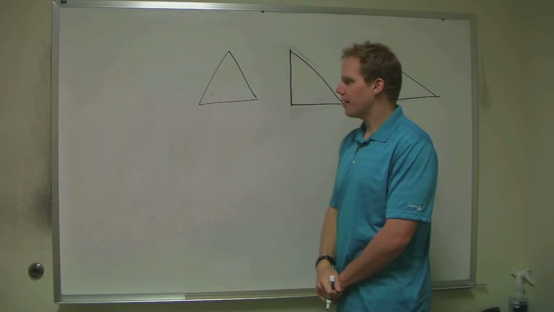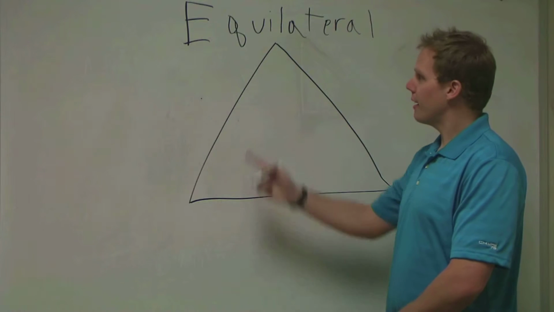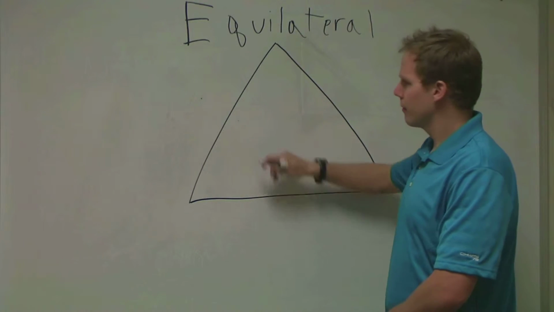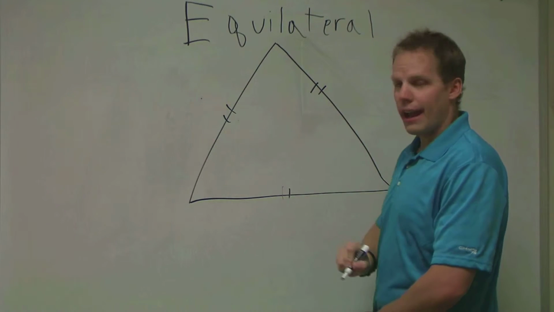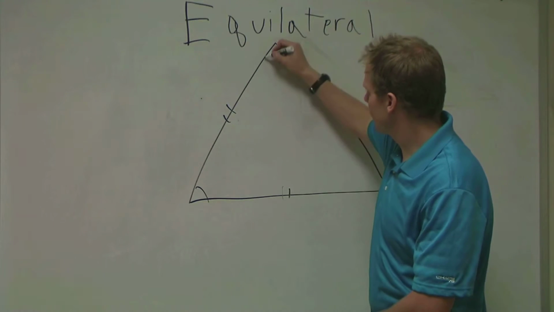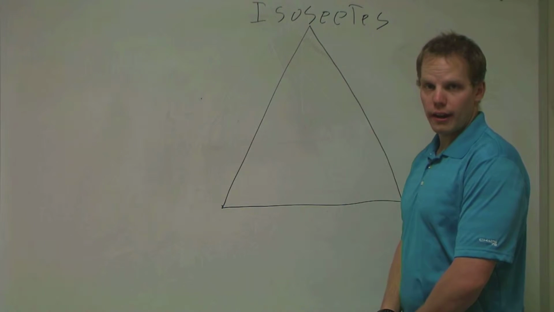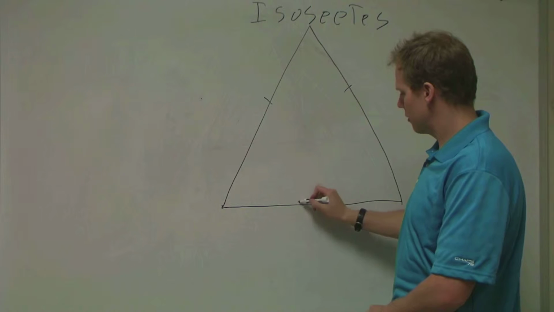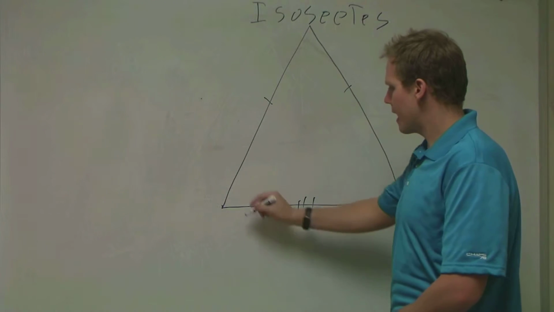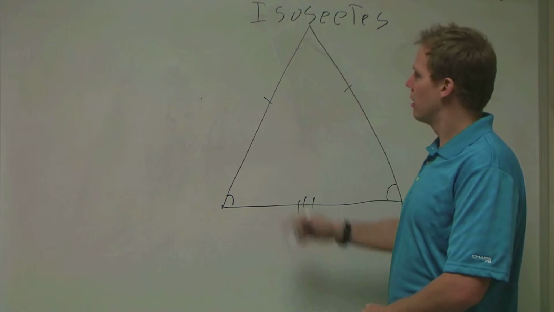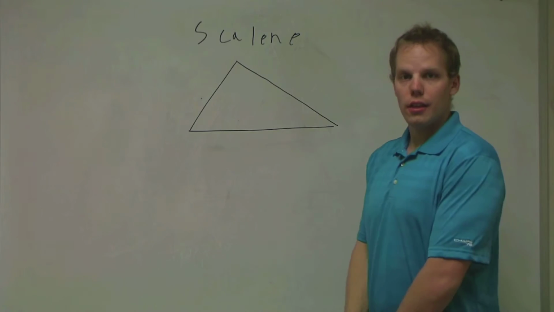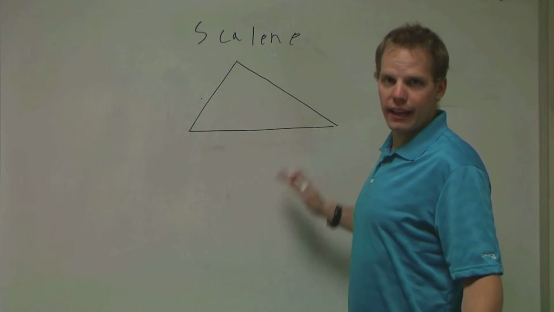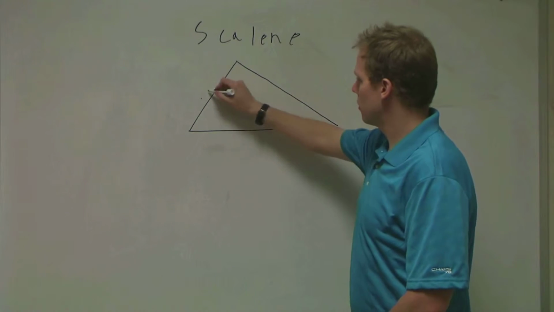Alright, so let's talk about the differences between these triangles. The first type, an equilateral triangle, is very simple. It means all of the sides are equal and all of the angles are equal. The second triangle is an isosceles triangle. That's where two sides are equal, the third side is not, and two angles are equal, and the third angle is not. The last type is a scalene triangle, where absolutely none of the angles or the sides are equal.